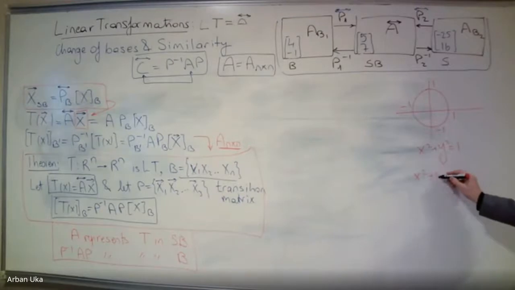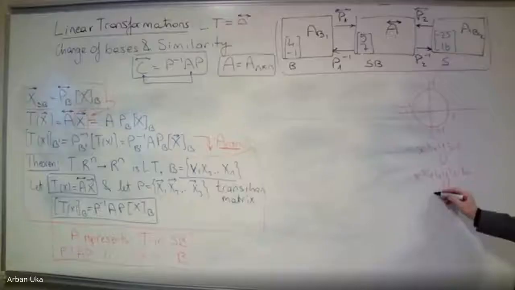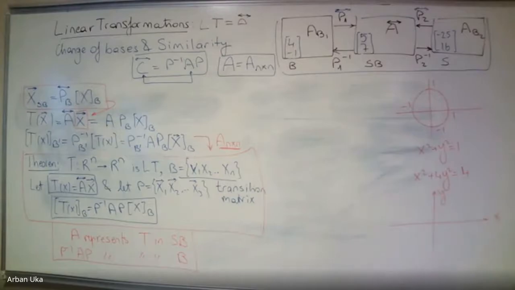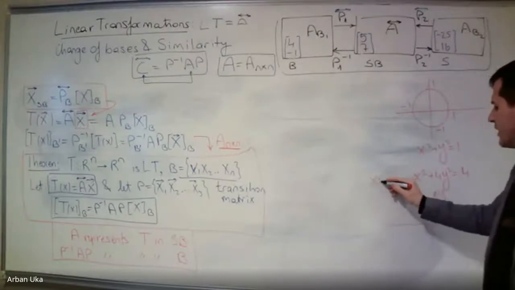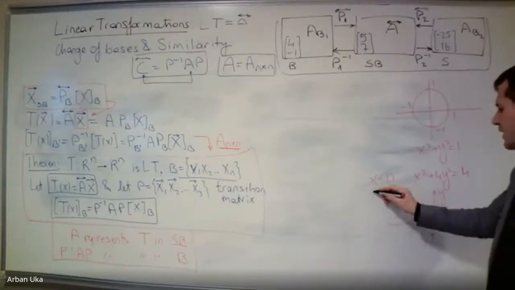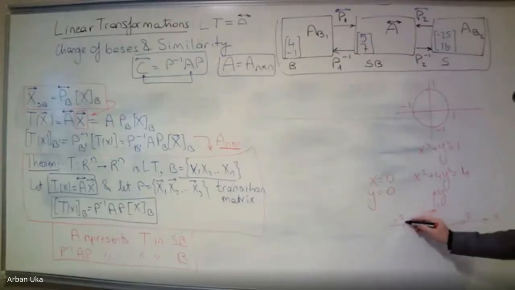What about x squared plus 4y squared equal to, let's say, 4? This is an ellipse. Where does this ellipse intersect with the x and y axes? When x is 0, what is y? 1 and minus 1. When y is 0, what is x? 2 and minus 2. This is true. So we see an ellipse.